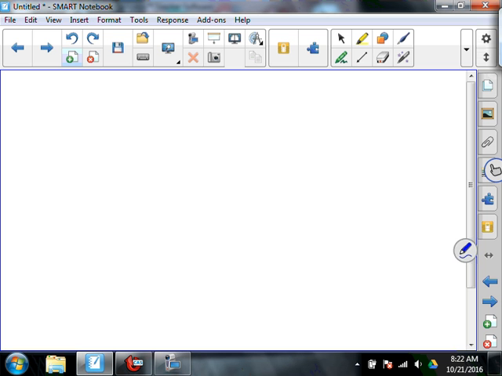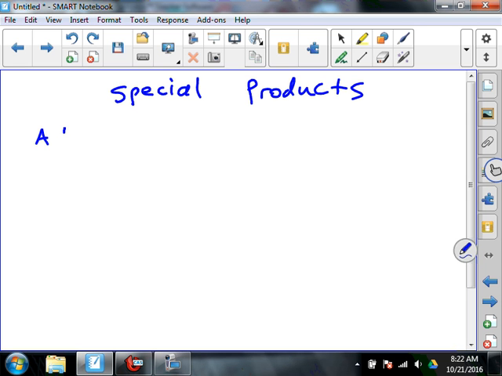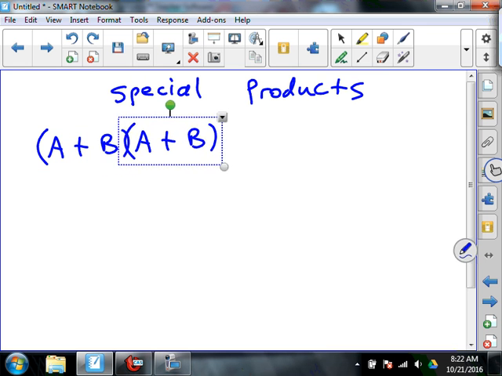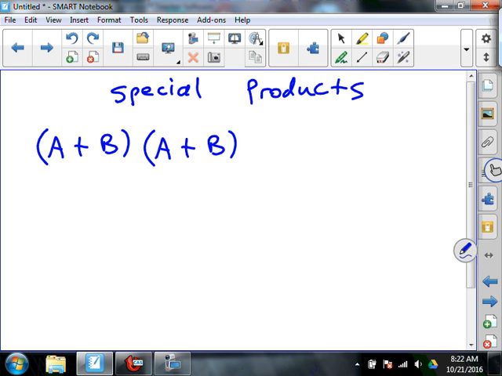Those who make it to the championship round will need to be familiar with some special products. There's a special product if you take something plus something in almost the identical expression. So let me start this over. I'll make it nice and neat. I'll use my smart board the way it's meant to be used. So notice how that's almost the same with one little difference. Do you see how that's almost the same?